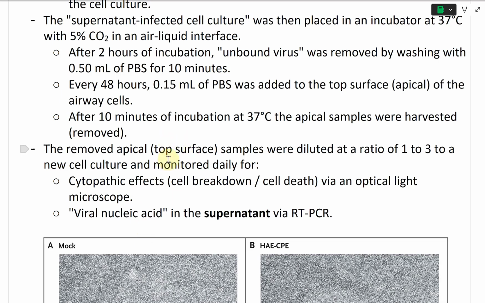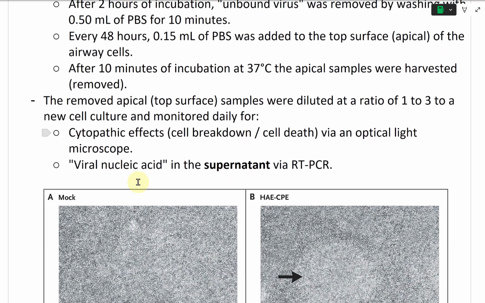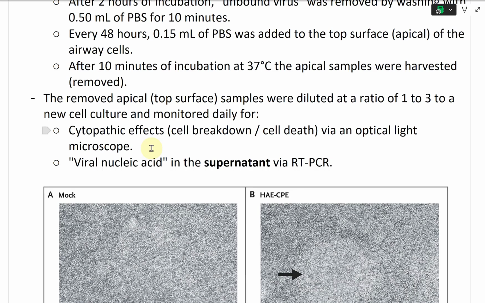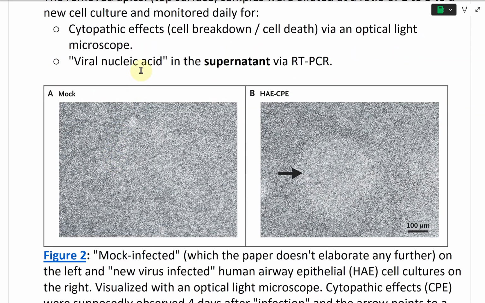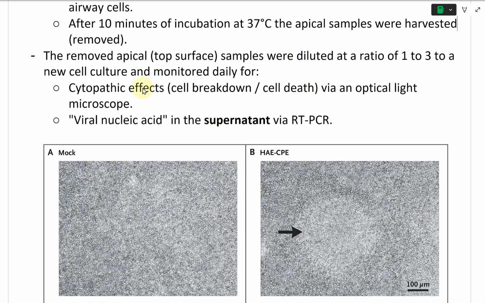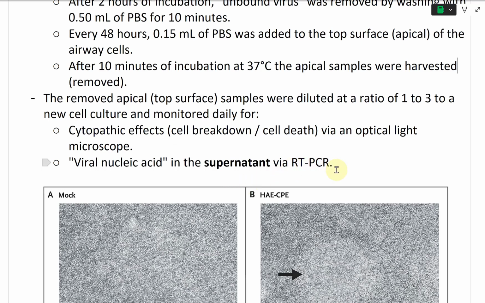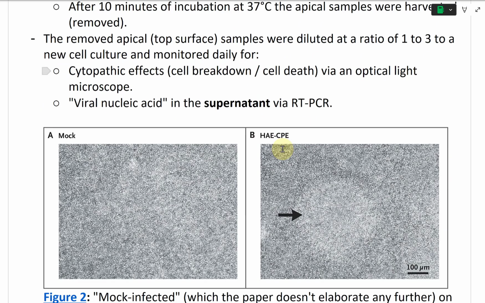The removed apical top surface samples were diluted at a ratio of 1:3 to a new cell culture and monitored daily for cytopathic effects, cell breakdown, cell death via an optical light microscope. And then viral nucleic acid in the supernatant was also being tested via RT-PCR, basically going from RNA to DNA, then replicating. So that's how they were testing. They're monitoring daily for that.